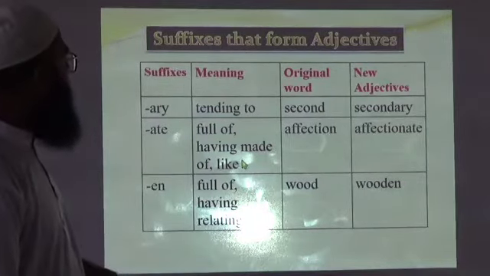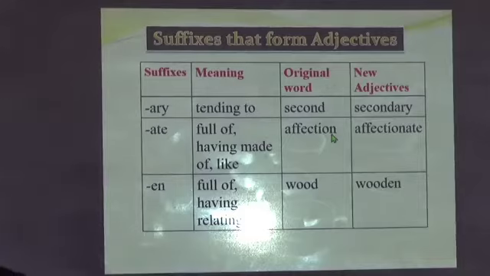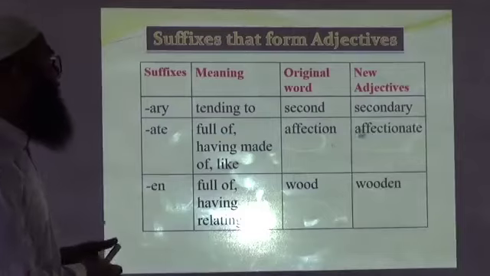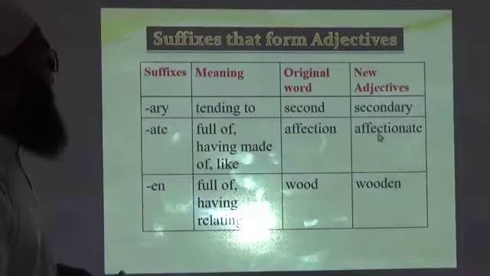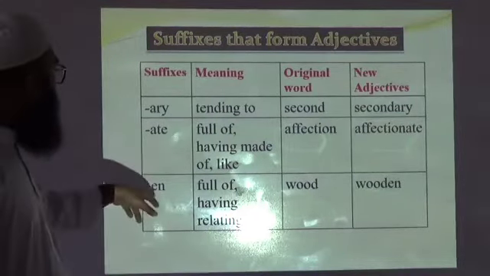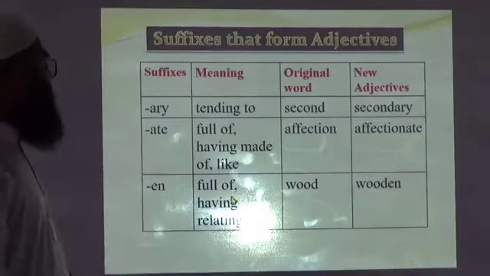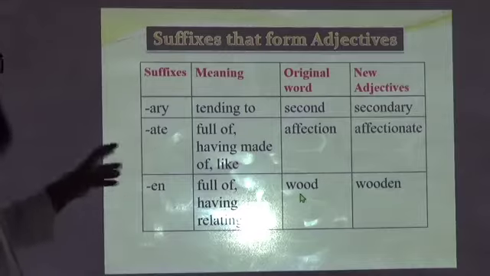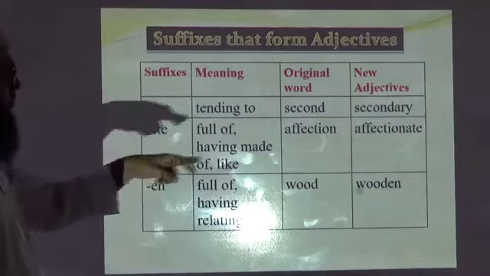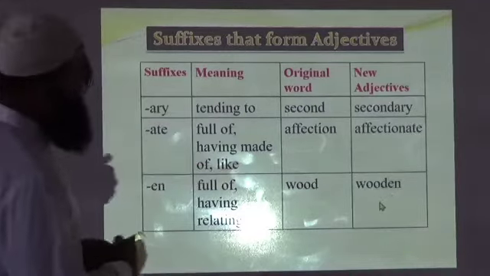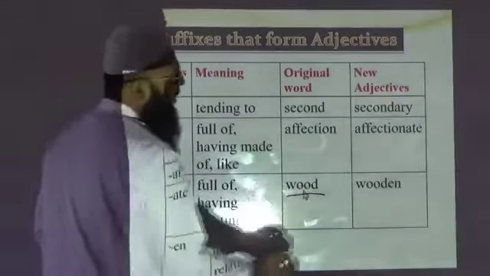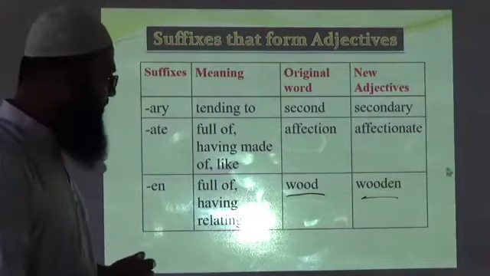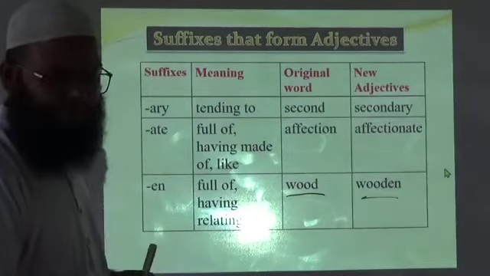ATE, full of, having, made of, like. Affection, affectionate. Affection means sneho. Noun has become adjective, affectionate. EN, that means full of, having, relating to. Wood to wooden. Wood is a noun. Wooden means made of wood. The processing, it has become an adjective.